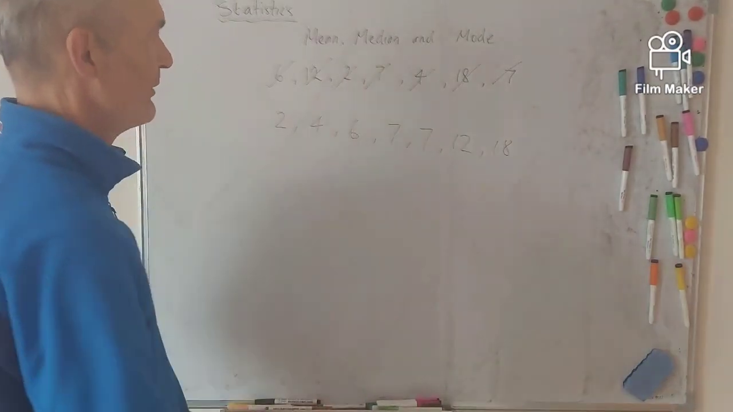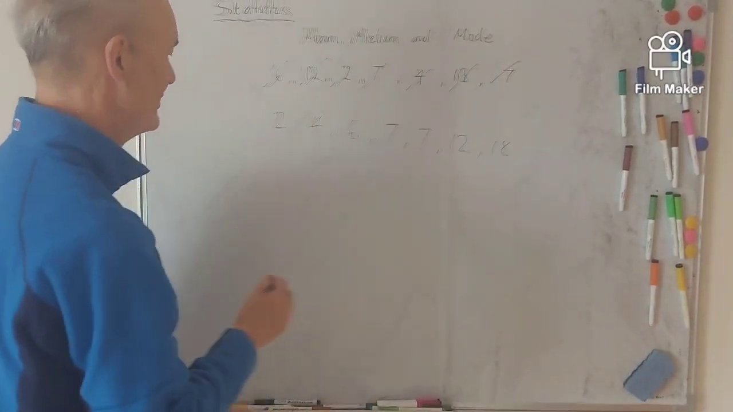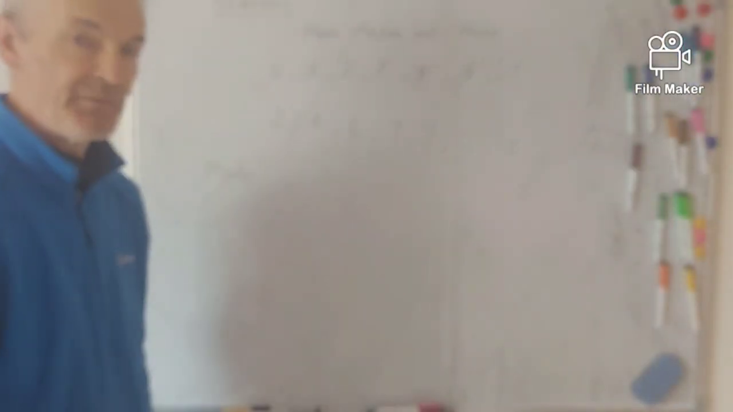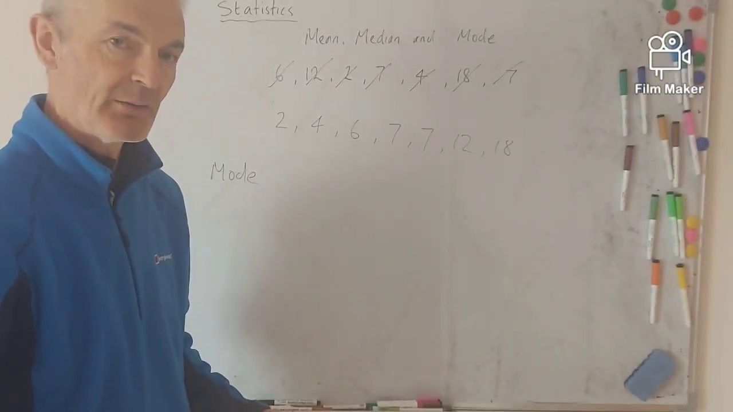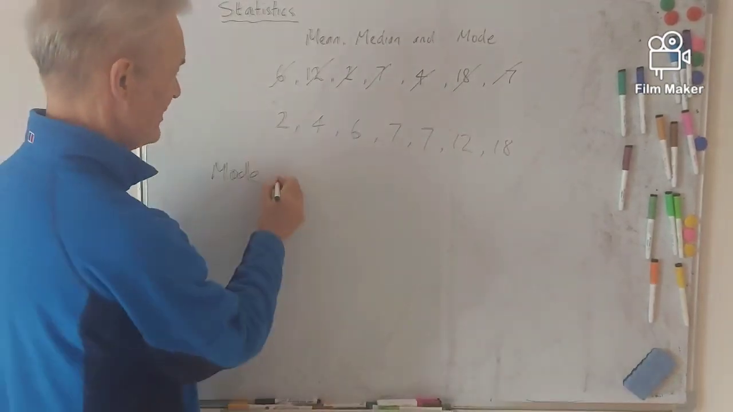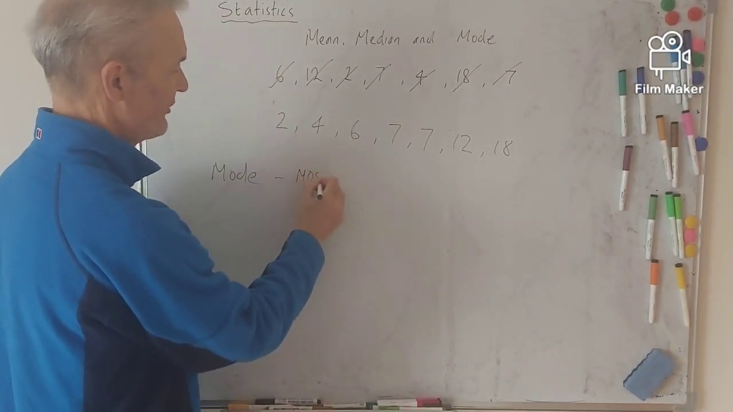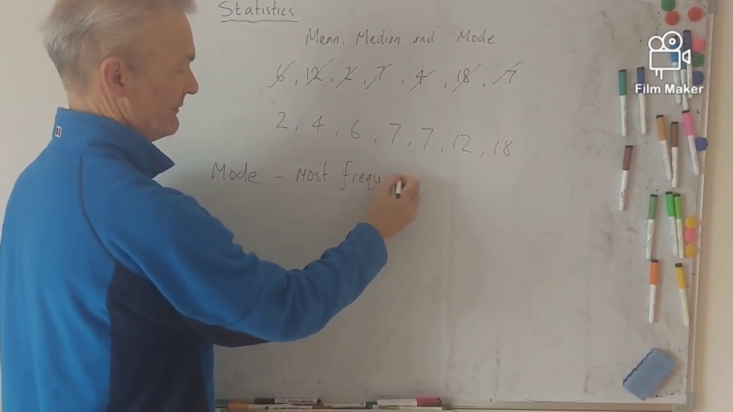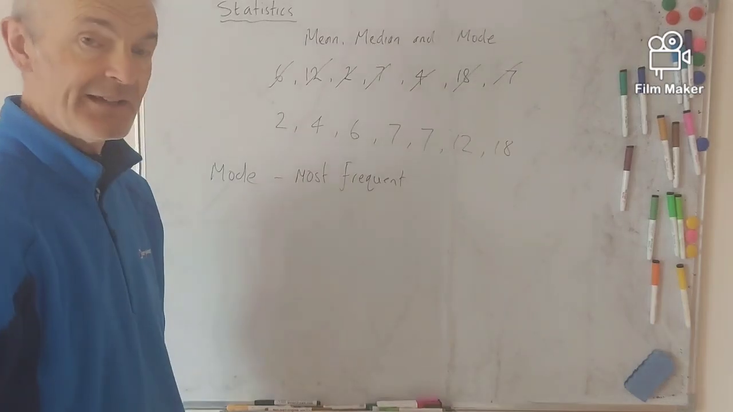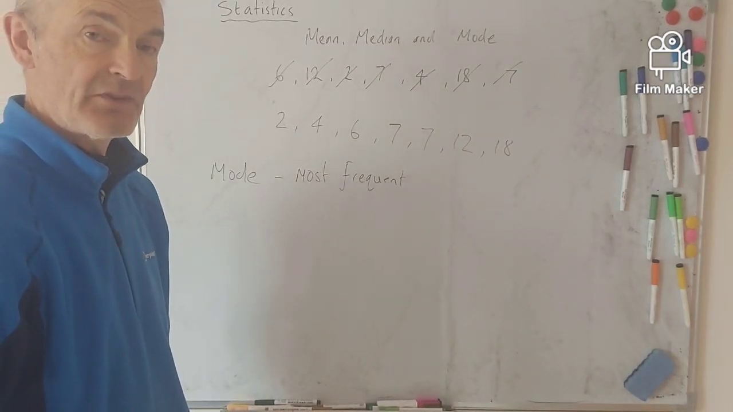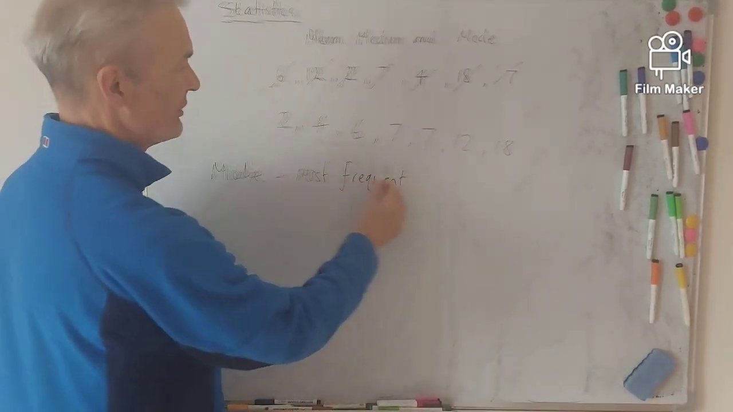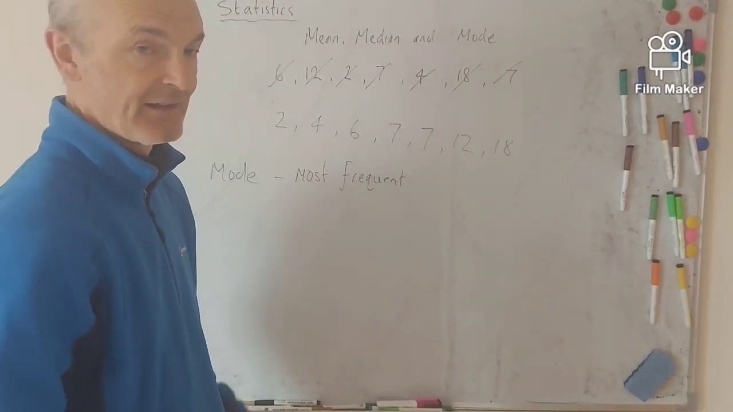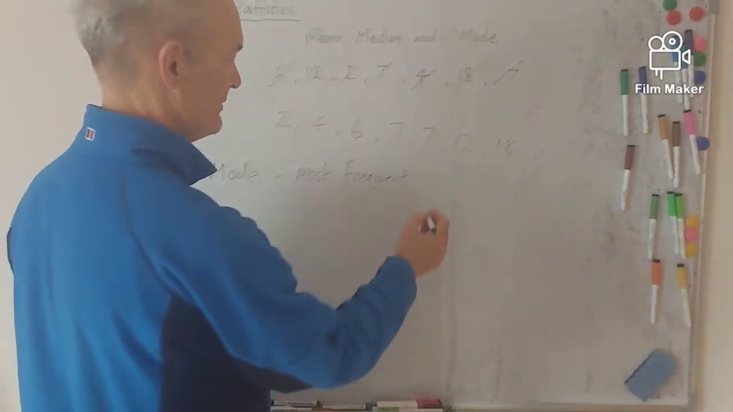So let's have a look at what we've got up here. I'm going to start with the mode. Now, what does this mean? What are we talking about when we talk about the mode? Well, it is the most frequent. So it's the item that comes up the most number of times. And as you look across here, you can see that we've got 7 occurring twice. So in this case, 7 is the mode.